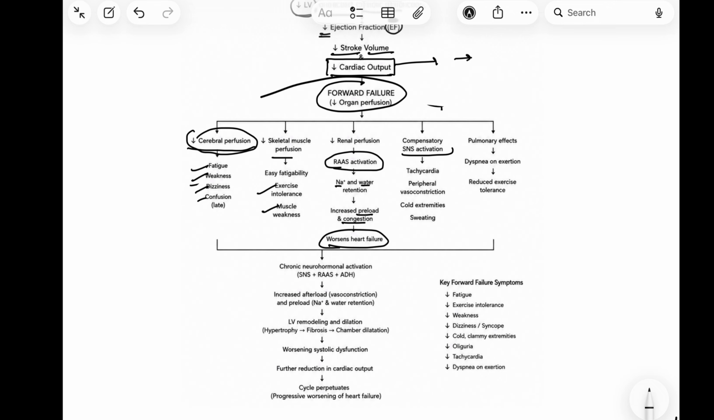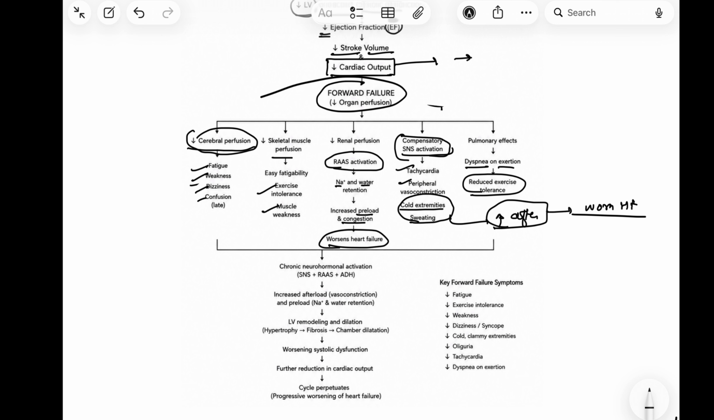For all of this, there is a compensatory sympathetic nervous system activation, which causes tachycardia, peripheral vasoconstriction, and there is a cold extremity and sweating, right? This will increase the afterload and this will worsen the heart failure, right? The pulmonary effect consists of dyspnea on exertion and reduced exercise tolerance, right?